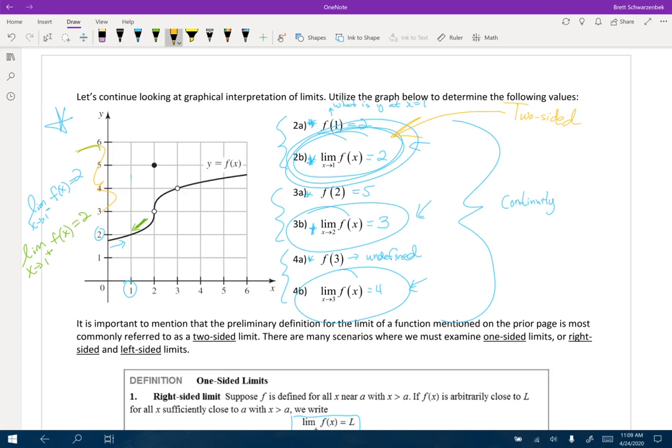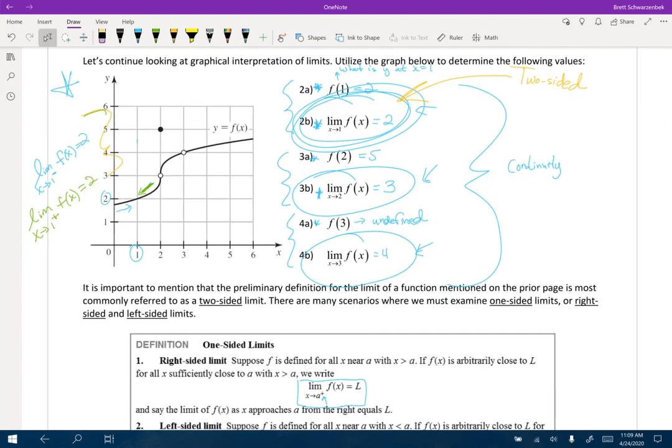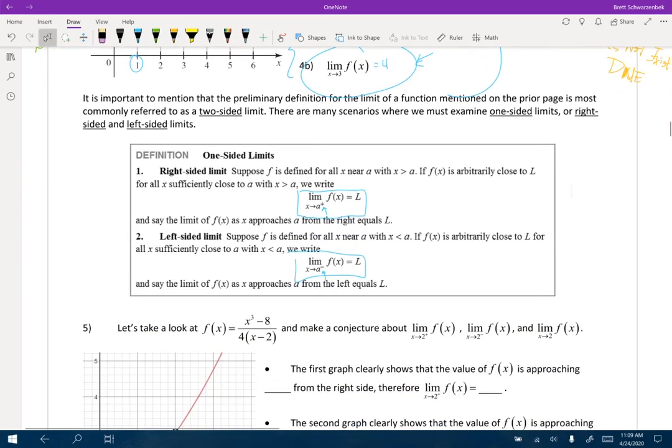Now, FYI, if they don't agree, then we say not that they're undefined, but that the limit does not exist. I spelled that wrong. So we abbreviate that DNE. Just so you know, you'll be using DNE a lot.